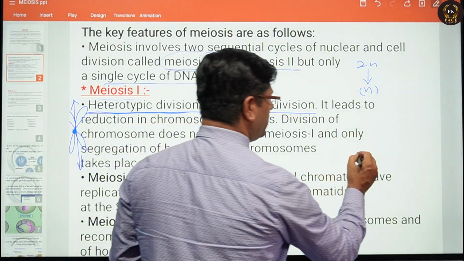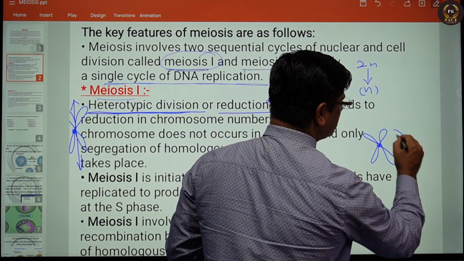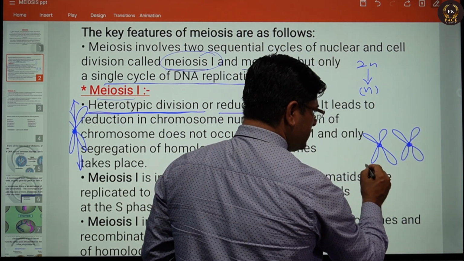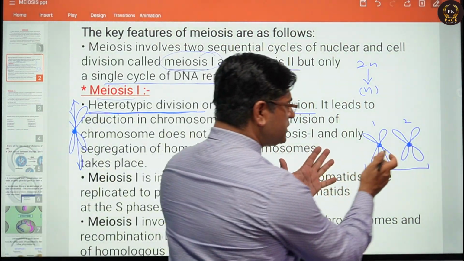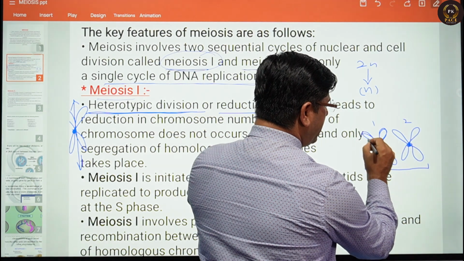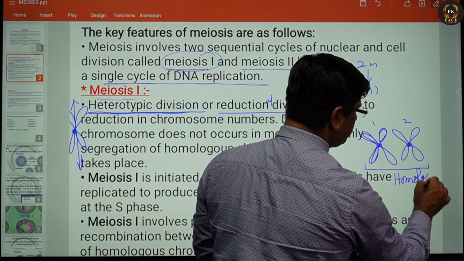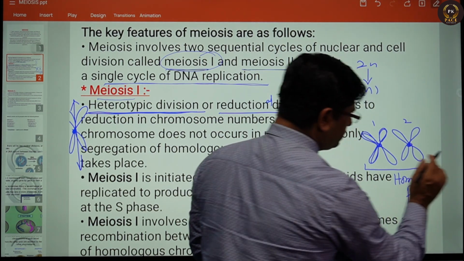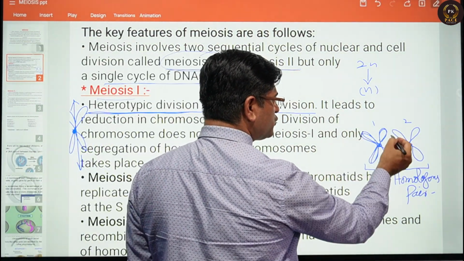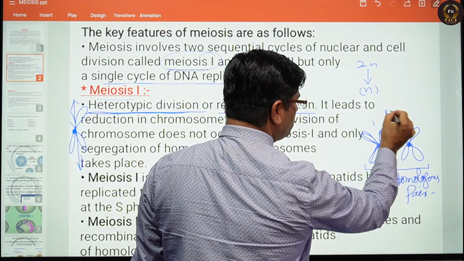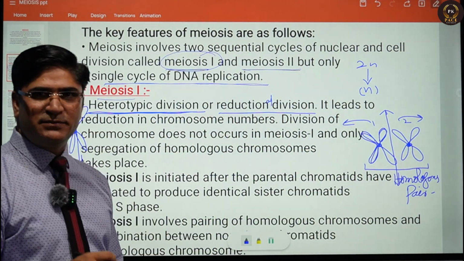So during the meiosis 1, two chromosomes which are morphologically similar, one is the maternal chromosome, one is the paternal chromosome. These two chromosomes, chromosome 1, chromosome 2, they are morphologically similar. They come closer during the process of the meiosis 1 and lead to the formation of a pair. That pair is known as homologous pair of chromosomes. So during the meiosis 1, this homolog pair of the chromosome, they get segregated, like this chromosome goes this side, this goes this side, but the chromosome itself is not divided.